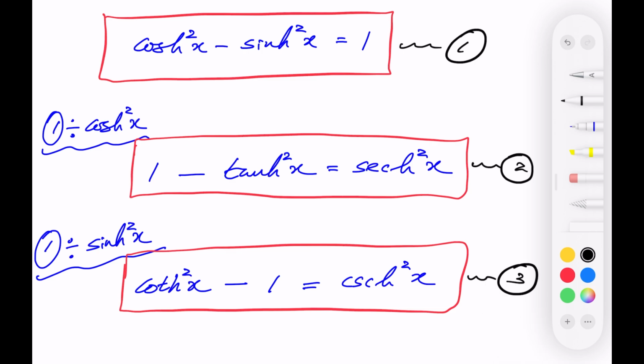Alright, that's the small introduction to hyperbolic functions. In the next video, we will see how to differentiate the hyperbolic functions. Thank you.